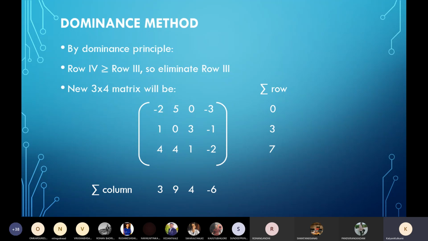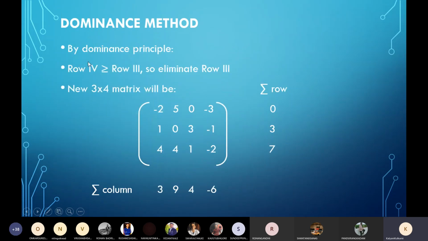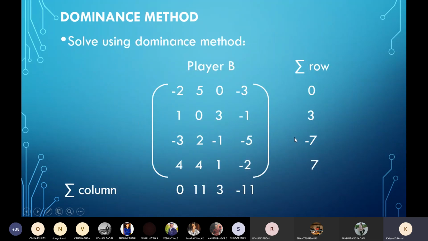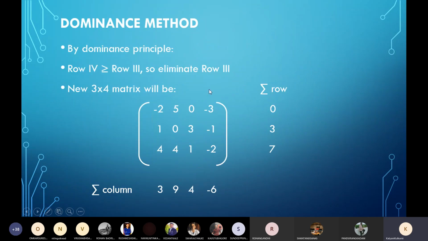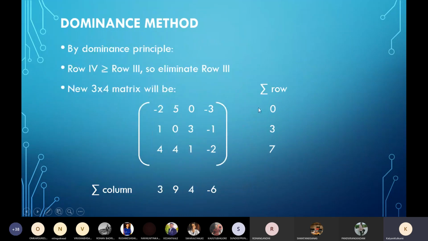Now, as per the dominance principle, you can see here that row 4 is the highest out of all rows, and the minimum is row 3. So I can easily say that row 4 dominates row 3. One is plus 7, one is minus 7. So the greatest row is row 4, the smallest row is row 3. Row 4 dominates row 3, so we eliminate row 3. Okay, so row 3 gets eliminated.